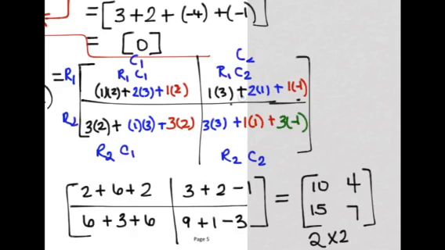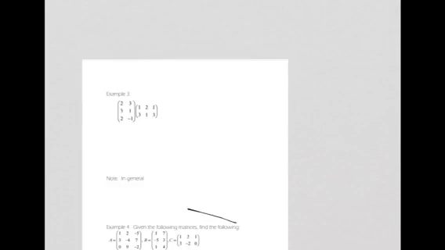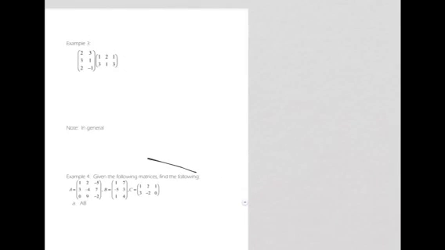Now moving on to more examples. Example 3 here. The first thing you always need to check is the size of the two matrices that you are looking at. So what is the size of this first matrix? How many rows does it have? 1, 2, 3. So it's a 3-row by how many columns? 1, 2.